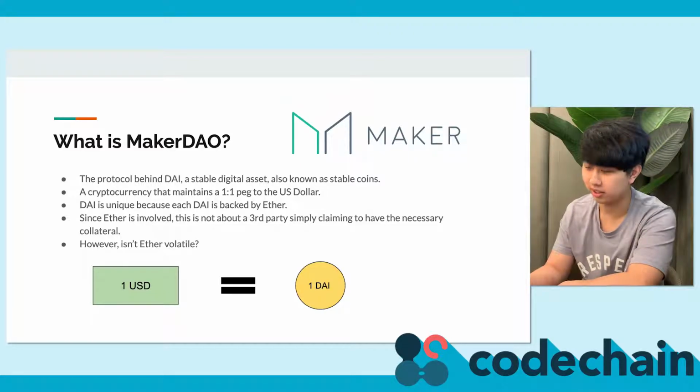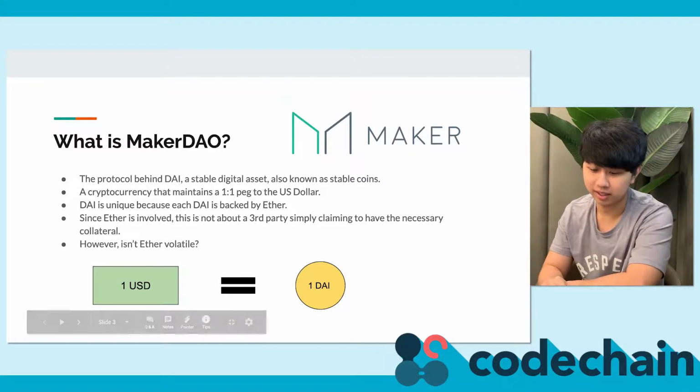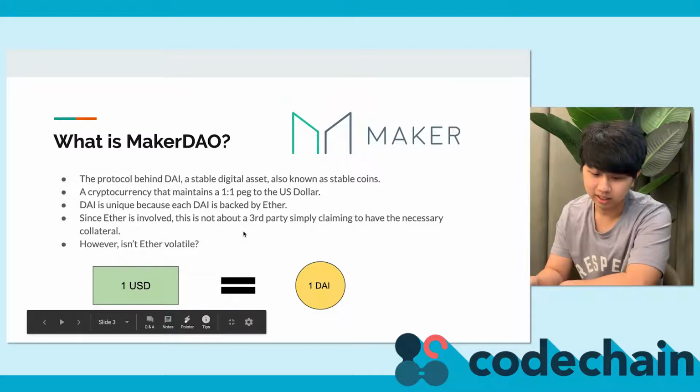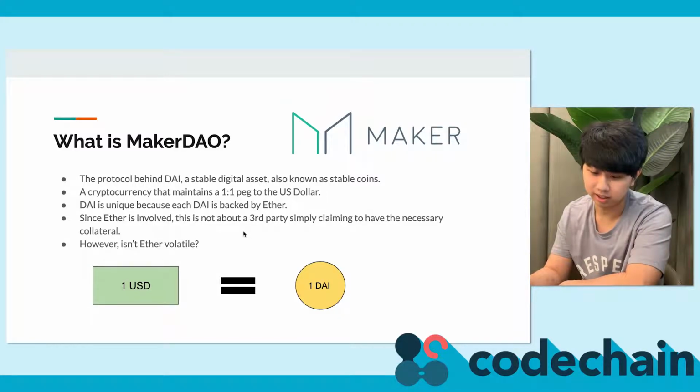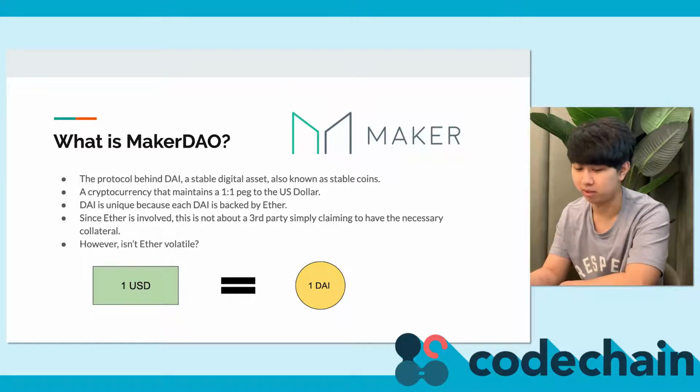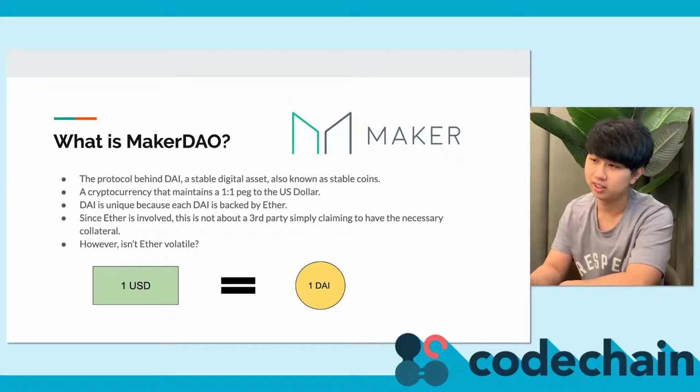And DAI is unique because it's not backed by the USD, but it's actually backed by Ethereum. And since Ethereum is involved, you don't have to worry about a third party simply claiming to have the necessary collateral to back up the actual DAI that you're generating. But many people would worry, isn't Ethereum also volatile as well? So we'll get into that in the later slides.